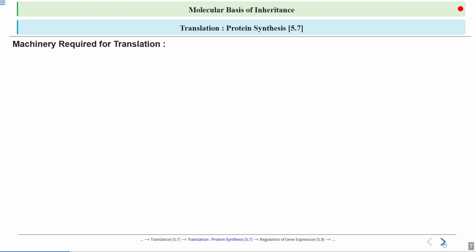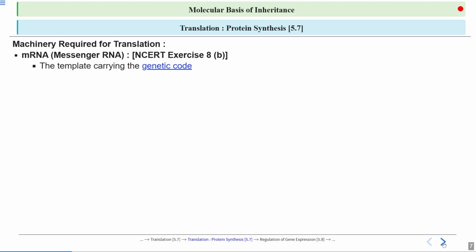So now we will talk about the machinery which is required for translation. First is mRNA, that is messenger RNA. From here you can answer NCERT exercise 8B. So what is an mRNA? If we talk about translation, the mRNA is the template that is carrying what? That is carrying the genetic code.